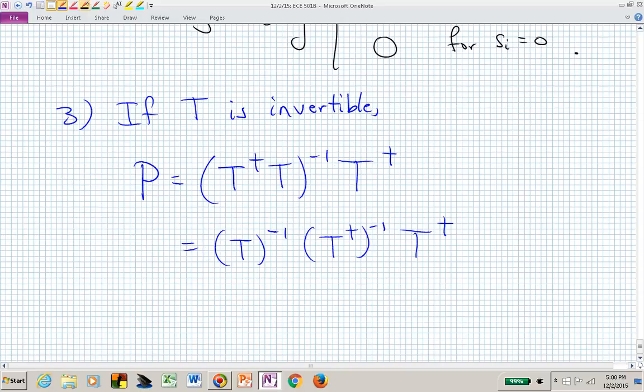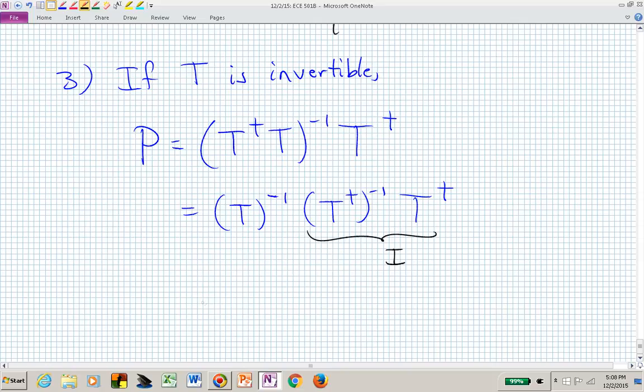And now this, on the right-hand side, that matrix product, we have T dagger times its inverse, that's the identity, so that we now can write T inverse times the identity, or this pseudo-inverse collapses to just the inverse of T.